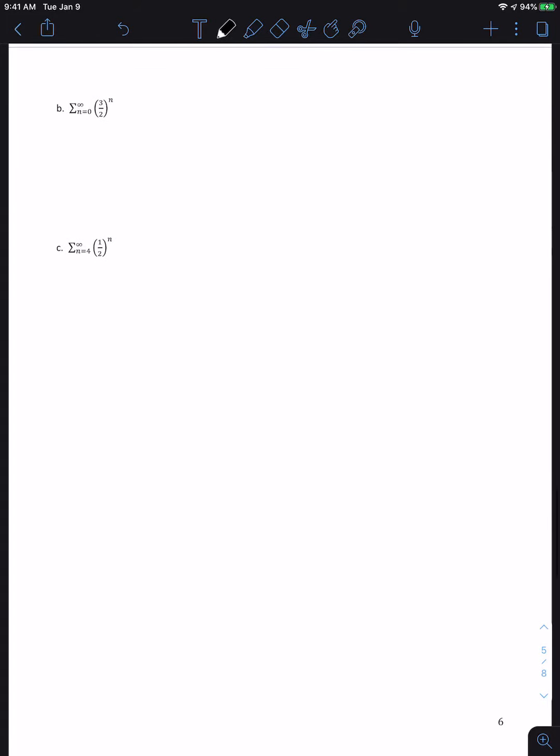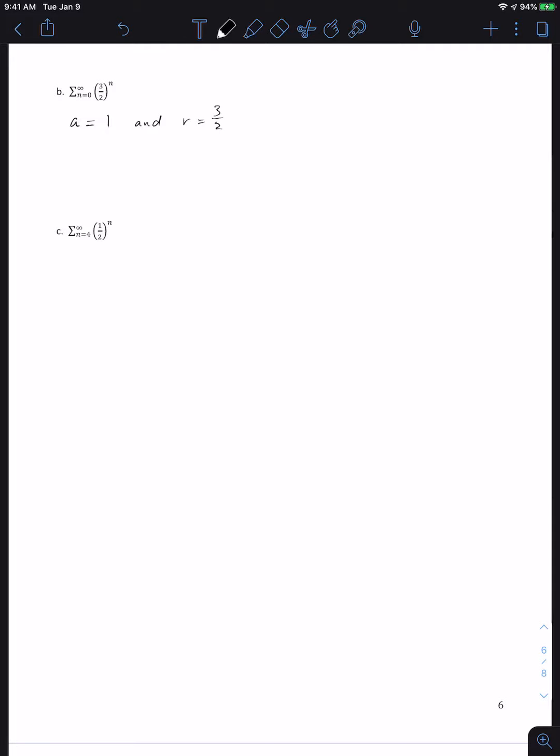Okay, now we look at this one. This part B is actually already in exactly a geometric series form, right? We don't have to do any algebra. So in this case, my a, my coefficient out front that's not being taken to the nth power, is just 1, right? And r, the thing that's being taken to the nth power, is 3/2.